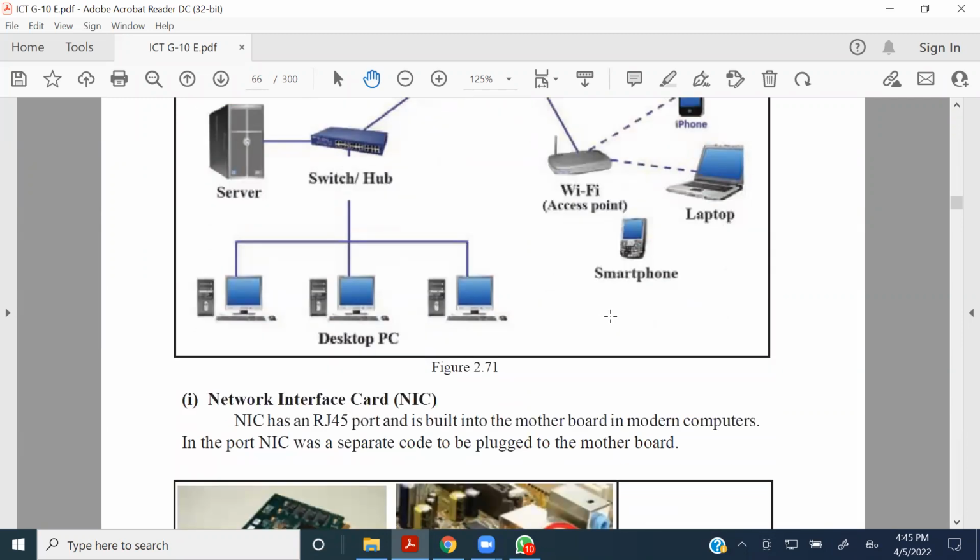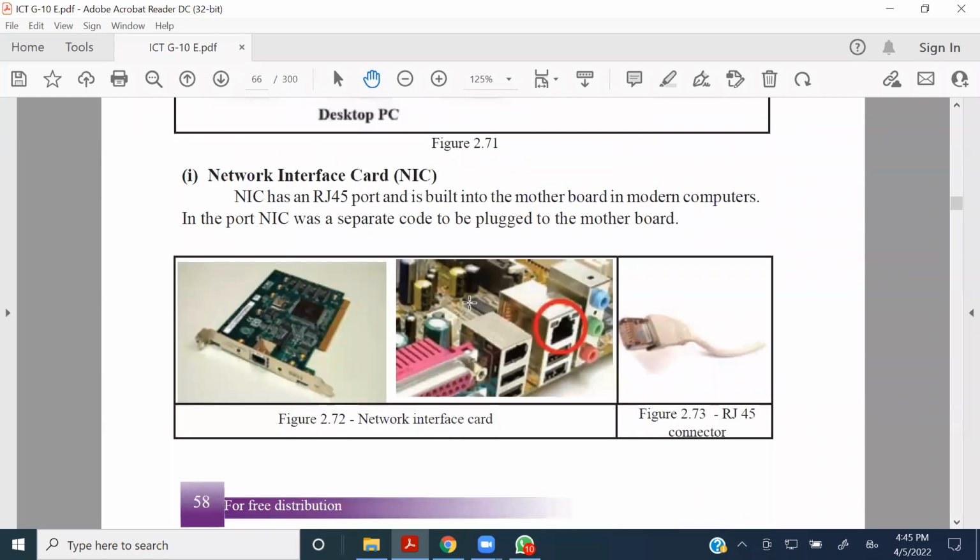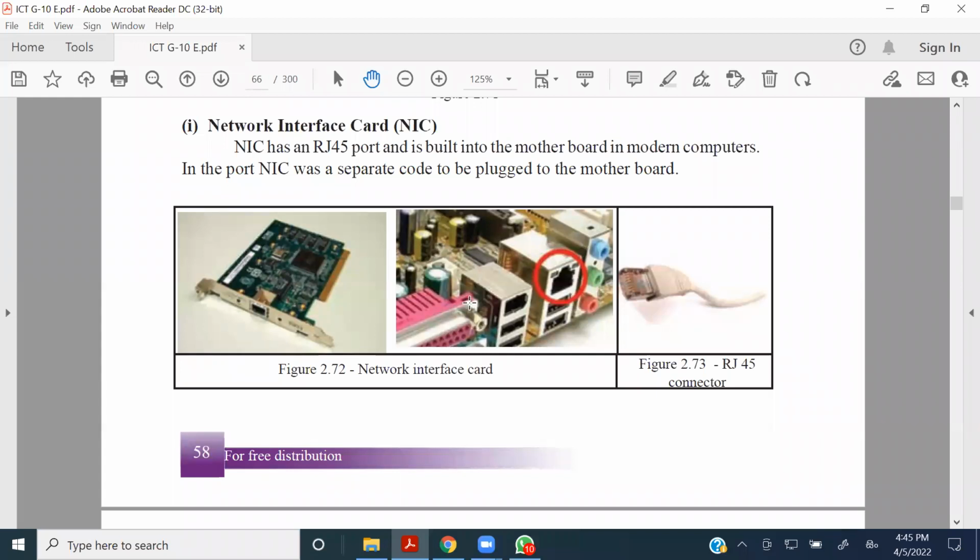So I'm moving downward. It's figure number 2.71, which you need to draw at home. And here we have something called NIC, network interface card. I think you can remember, or you have experienced this network interface, not the network interface card, the network interface, or in short terms, we call it a network port, right? Every computer has this network port, right? And that network port is provided by this network interface card.